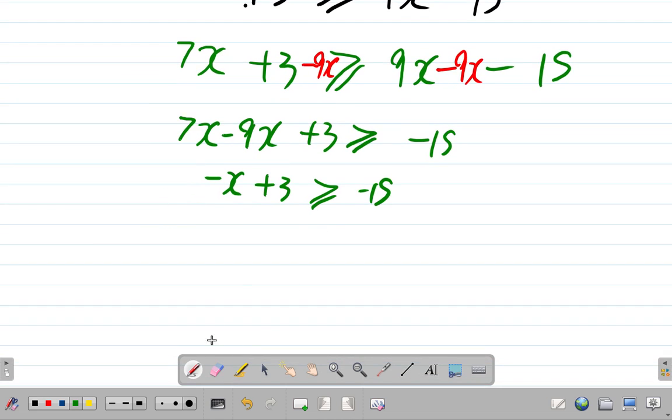Now, here, if I subtract 3 from both sides to get rid of the 3 over here and have the 3 subtracted over here. Now, I have negative x. I want it. Let's put it in blue. Negative x is greater than or equal to negative 15 minus 3 is? It is negative 18. Now, here, negative 15 minus 3 is negative 18.